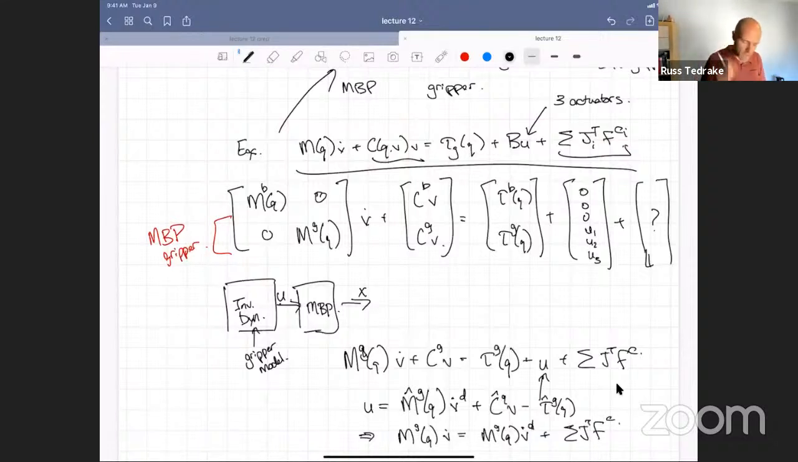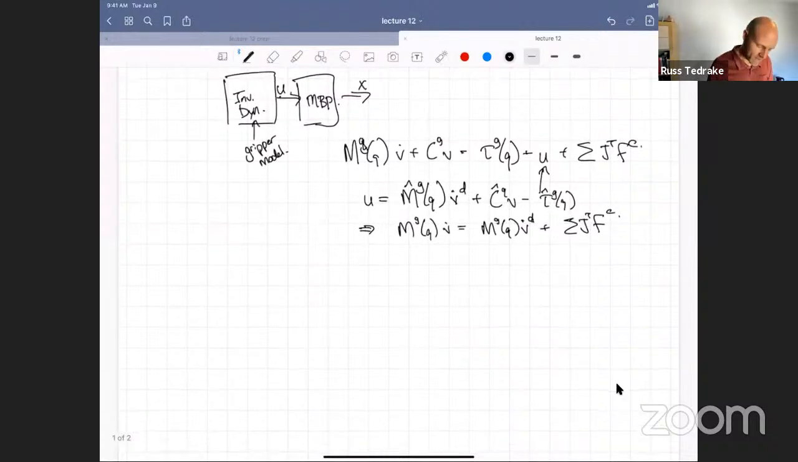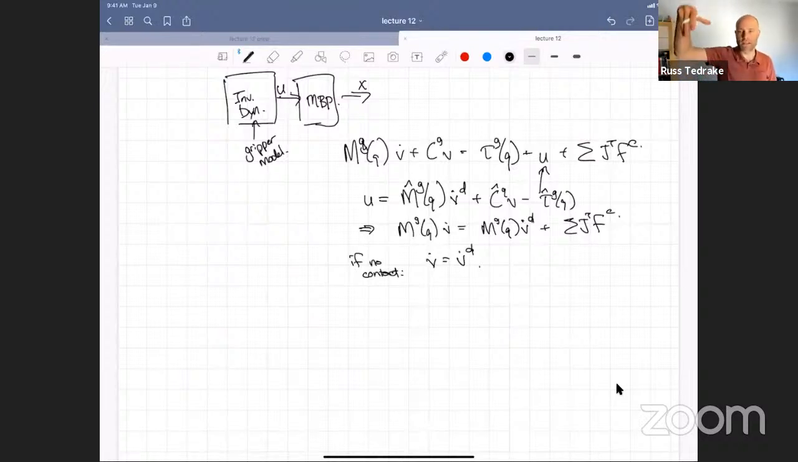Okay, and in free space, the mass matrix is always invertible. That's one of the nice things about mass. So if there's no contact, then you end up with v dot equals v dot desired. And that's a nicer interface for commanding things. You just don't have configuration dependent everything.